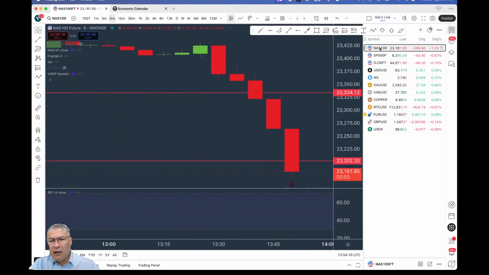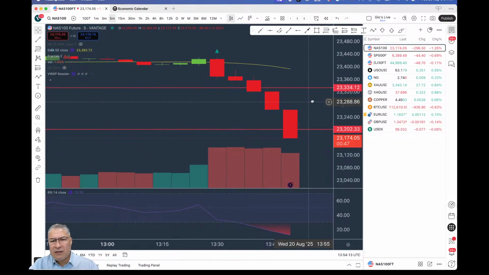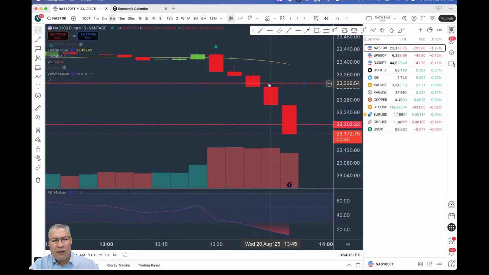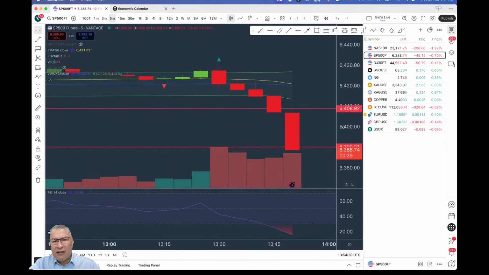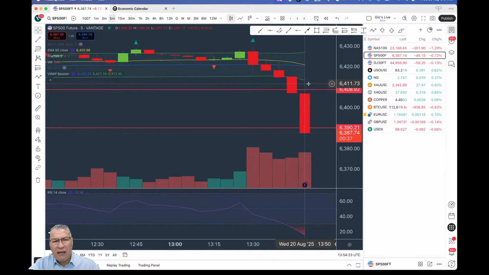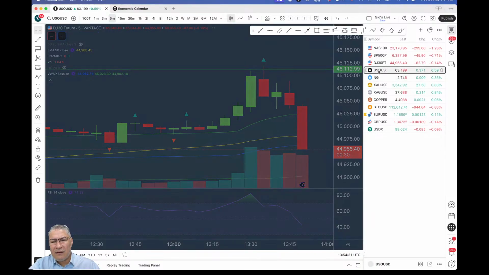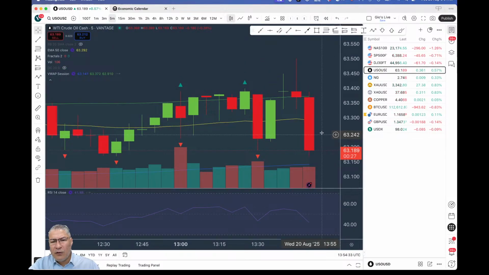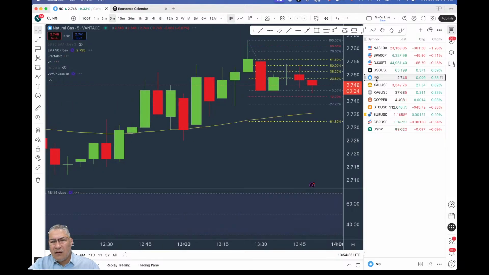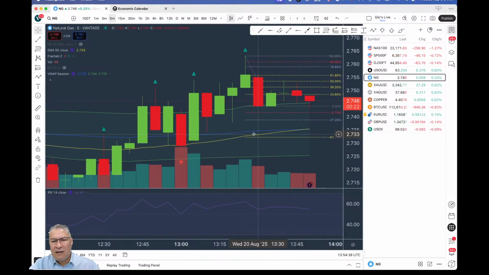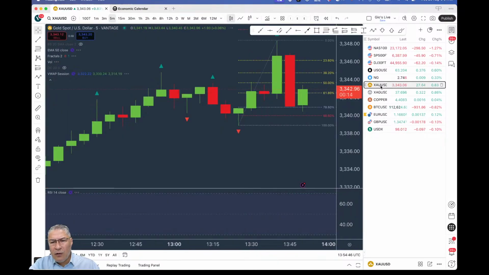Now let's go back to our Nasdaq. Ooh, Nasdaq just tanked. All the supports have been taken out. So selling has been in the works for the indexes. Oh, they just dropped. They tanked. And crude oil is also tanking. Nat gas should be following crude oil to create a lower leg.